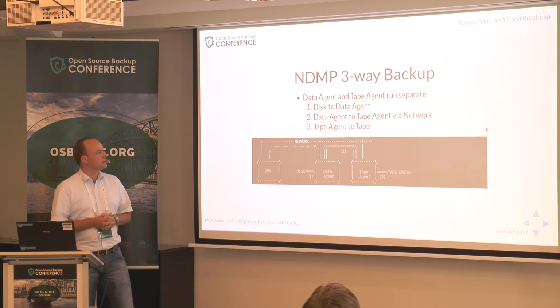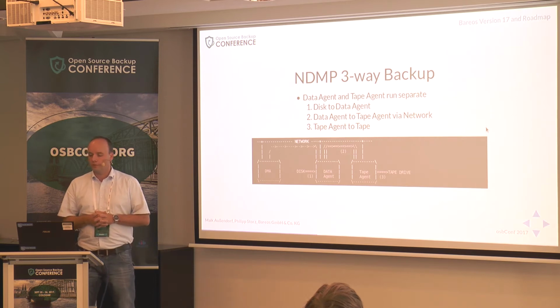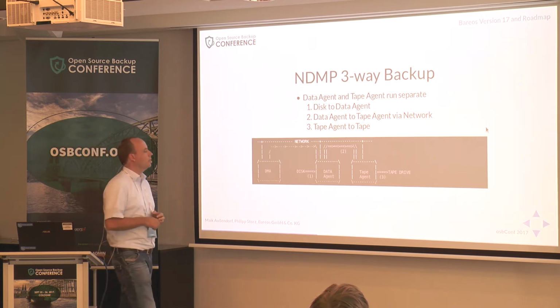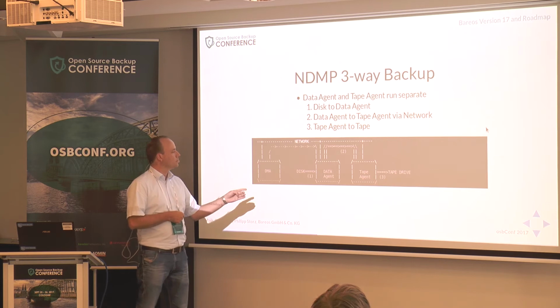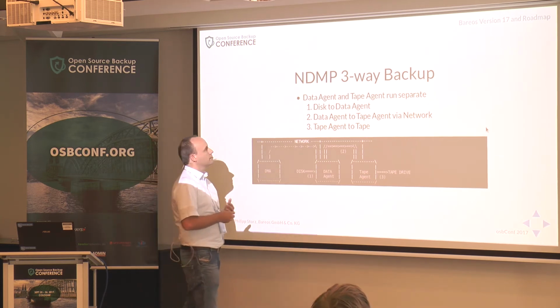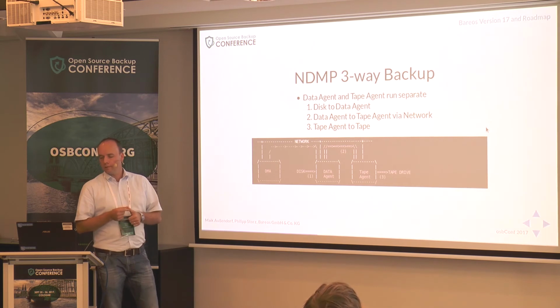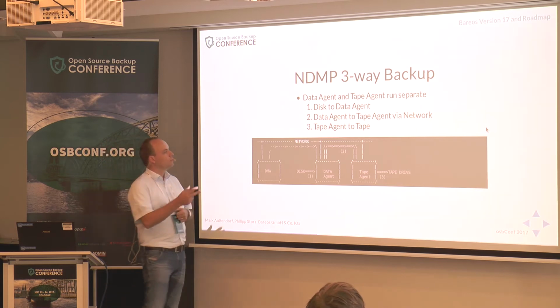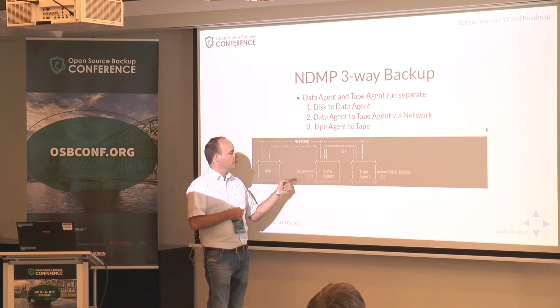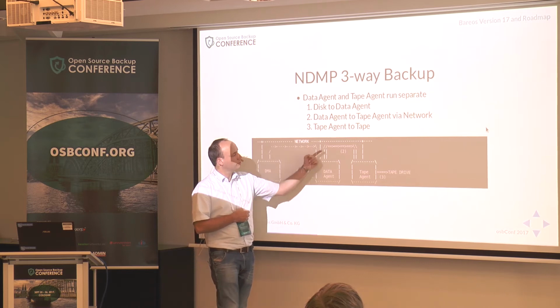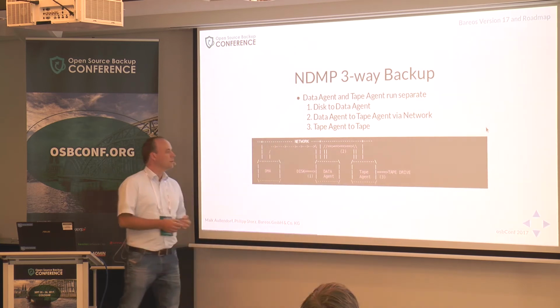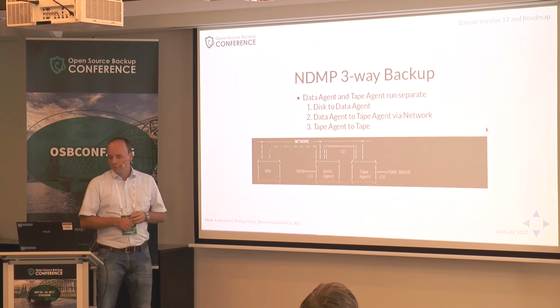There are different ways that NDMP backups can run, and that depends on where each of the agents is running. There's the so-called NDMP three-way backup. You have a data management agent that controls the whole backup, and two-way or three-way describes more or less the data paths that are used. The three-way backup means that the data comes from the disk into the data agent, then it is sent over the network to the tape agent, and the tape agent then writes it to the tape drive. So you have three paths where the data is moved.